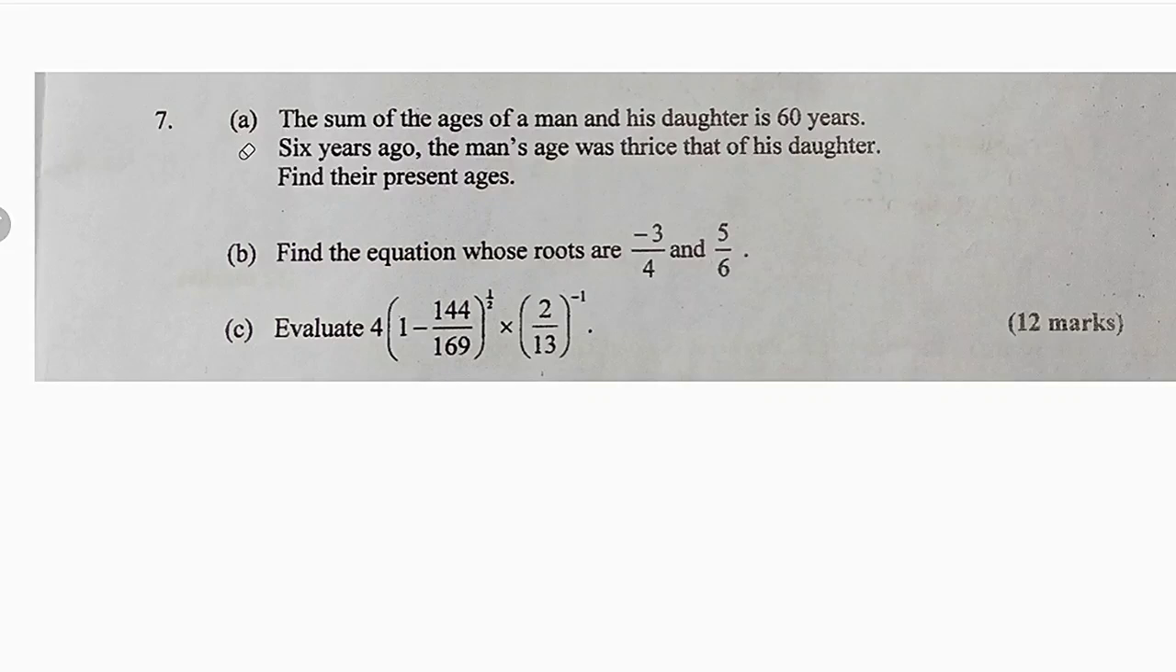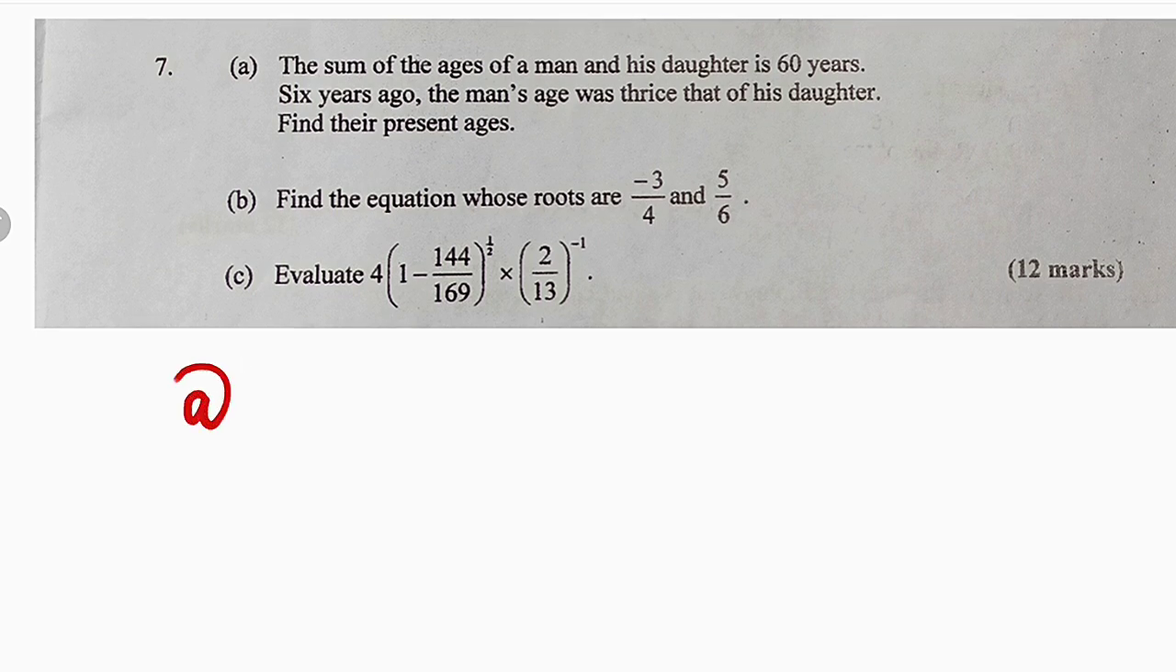Question number 7, the A part reads, the sum of the ages of a man and his daughter is 60 years. 6 years ago, the man's age was thrice that of his daughter. We're asked to find their present ages. And the second question reads, find the equation whose roots are -3/4 and 5/6. And lastly, we are asked to evaluate this numerical expression. All right, let's get started.